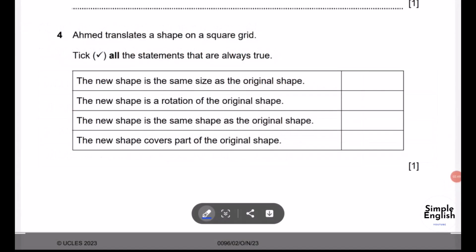Number 4, a translation of a shape on a square grid. Tick all the statements that are always true. The first one, the new shape is the same size as the original shape, correct, right? The new shape is a rotation. No, it's not a rotation, right? The new shape is the same shape as the original shape, correct, right? The same size, the same shape. The last one, the new shape covers part. No, it's not correct, right?